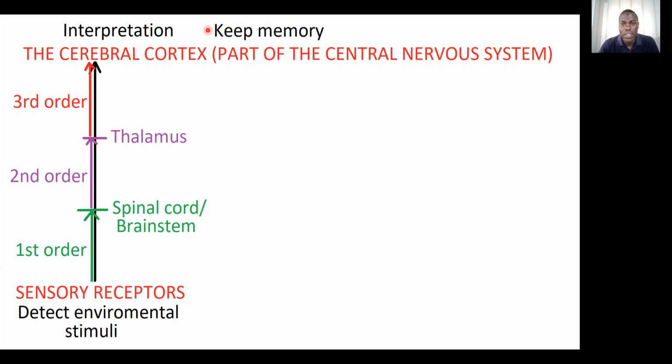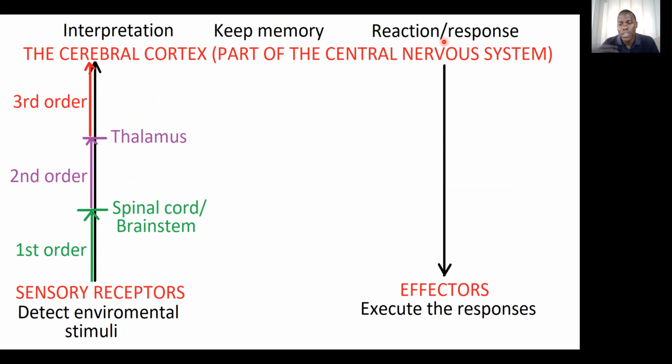And thirdly, the cerebral cortex provides a response. It provides a reaction to the sensation. The reaction is in form of a response to the sensation that came in. Now, this reaction must then be effected by what we call the effectors. The reaction must be executed by the effectors. And so therefore, there'll be a system of neurons that will be coming from the cerebral cortex to the effectors.